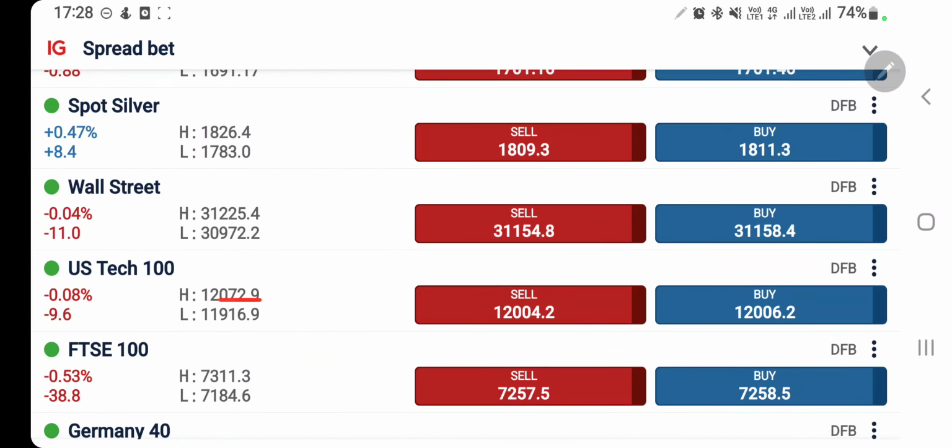Likewise, US 100 too has bounced back from 11920 and tried to trade with a rise to 12,000. Now see, I told you 12050, 12080 levels. Precisely, it has achieved these levels and is now trying to drop. Likewise, US 30 at 31,225.